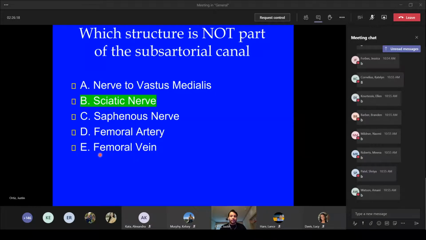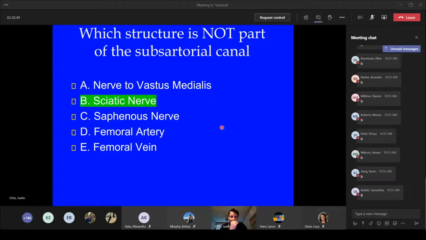Okay. Yep, it's going to be B, the sciatic nerve, right? So remember we said the nerve to the vastus medialis, the saphenous nerve, the femoral artery, as well as the femoral vein are going to be all included in the subsartorial canal. So again, use this question to study because I put everything but. So now you know all these structures that are in the answer choices are going to be part of the subsartorial canal. So yes, sciatic nerve is not part of the subsartorial canal.